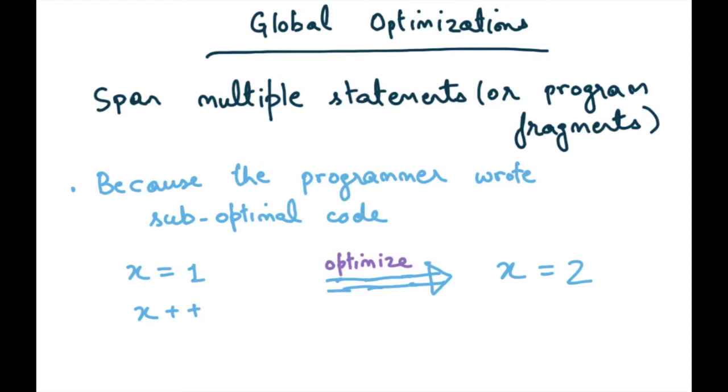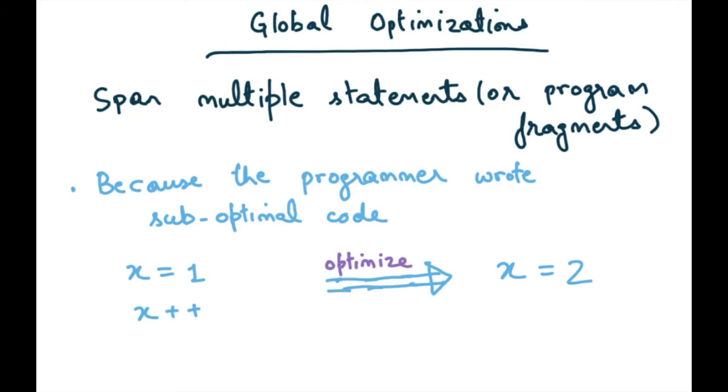All right. Okay, now we discussed some local optimizations such as substitution and caching. But now let's take some more examples of what more optimizations I could do during this partial evaluation of the interpreter on the source code. So global optimizations span multiple statements or program fragments. And why would there be an opportunity to do global optimizations? Well, one reason is because the programmer wrote suboptimal code to begin with.